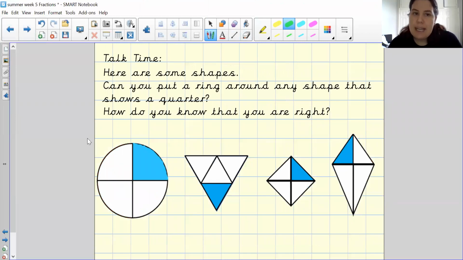Again, the same thing now, just a quick revision of what we just did. You are now going to do this independently, and I'm not going to go through this one yet. Here are some shapes that are cut into quarters. Please, can you now circle the ones that you know are quarters, please? Stop the video while you are solving this.